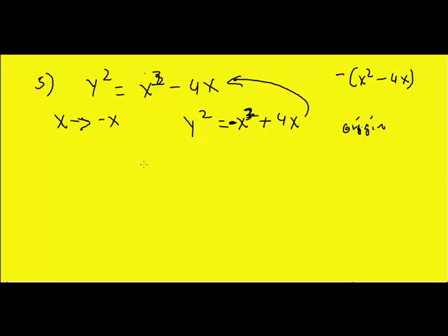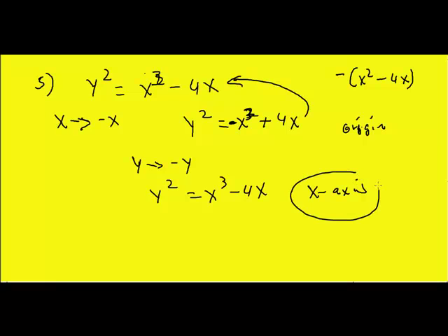Now, how about the y-axis, or the x-axis? Replace y with the negative y. So give me y squared is equal to x to the third minus 4x. Is it symmetric to the x-axis? Yes, x-axis, because it gave me the same thing.